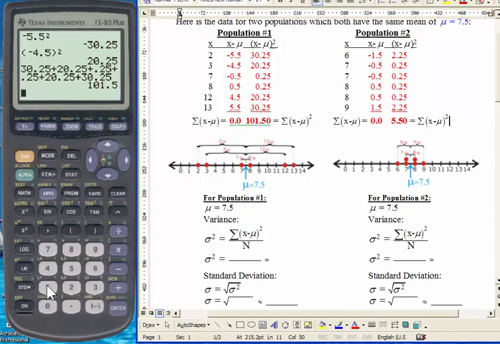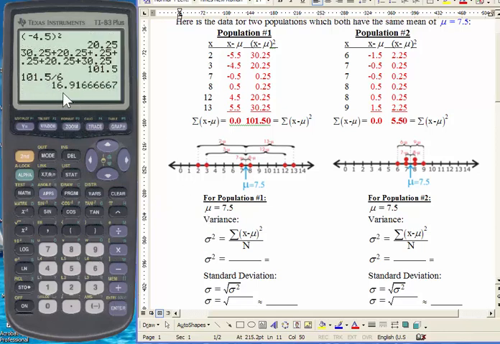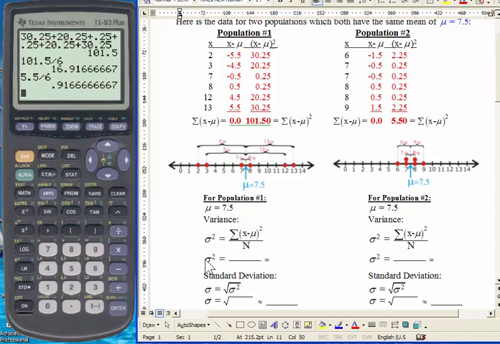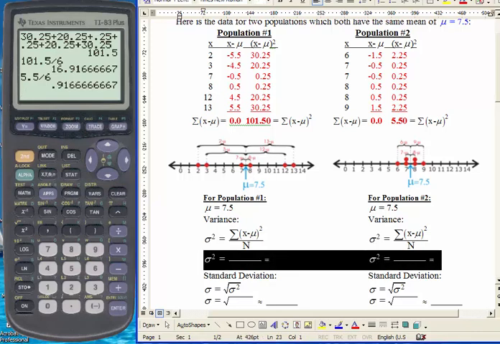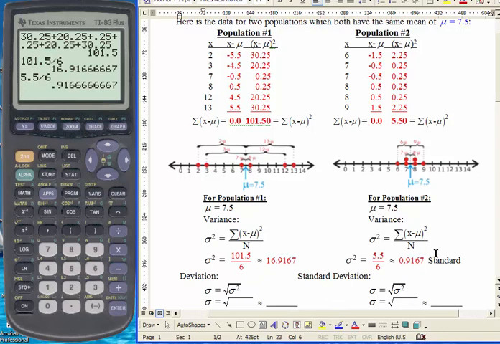For example, if I take this 101.5 and I divide it by n, remember n is the number of data values in my population, 6, so my variance is 16.92 if I round off. Whereas for population 1 here, I'd be taking the sum of my square distances, 5.5, and divide it by my number of data values, 6. Its variance is only 0.92. Quite a bit smaller than over here. And now, see, we have a way of measuring that. So let me go ahead and put in my work here.